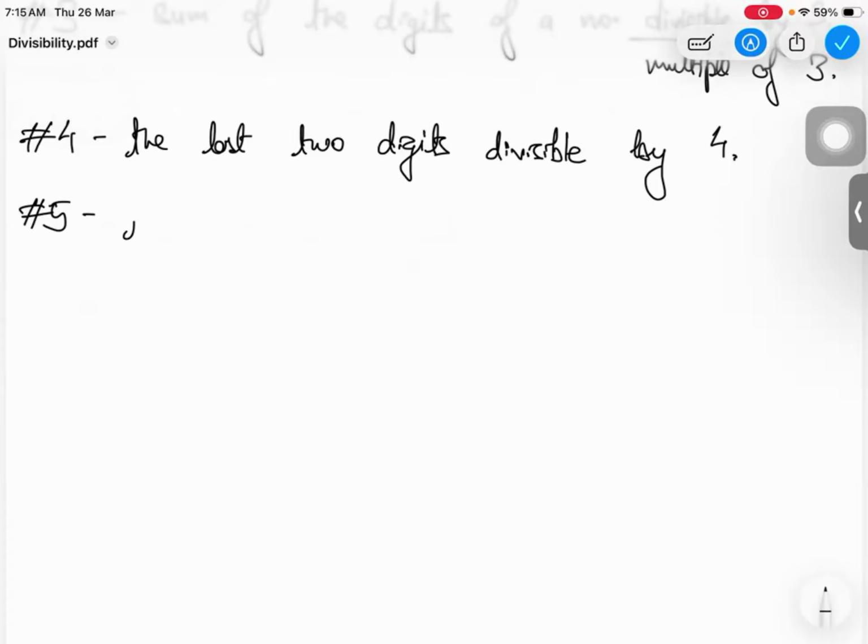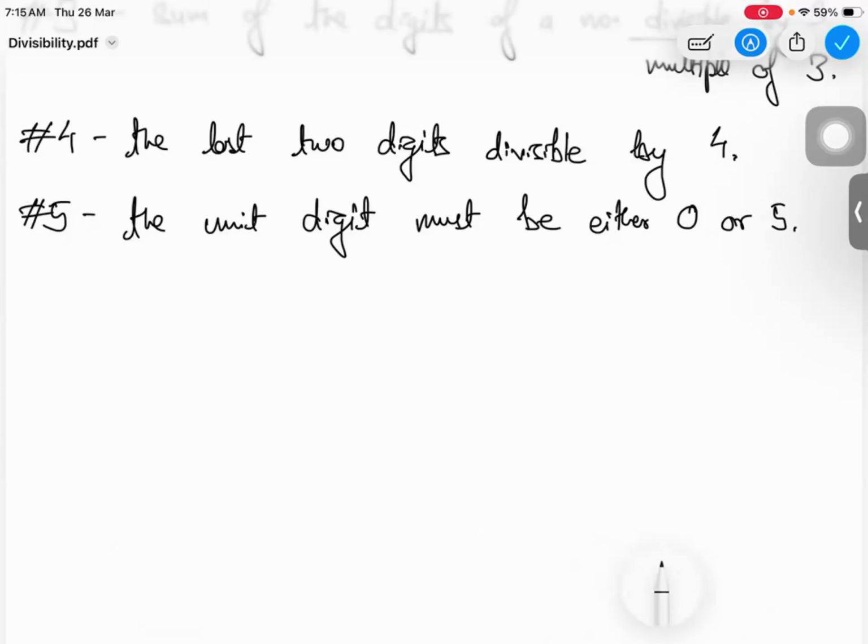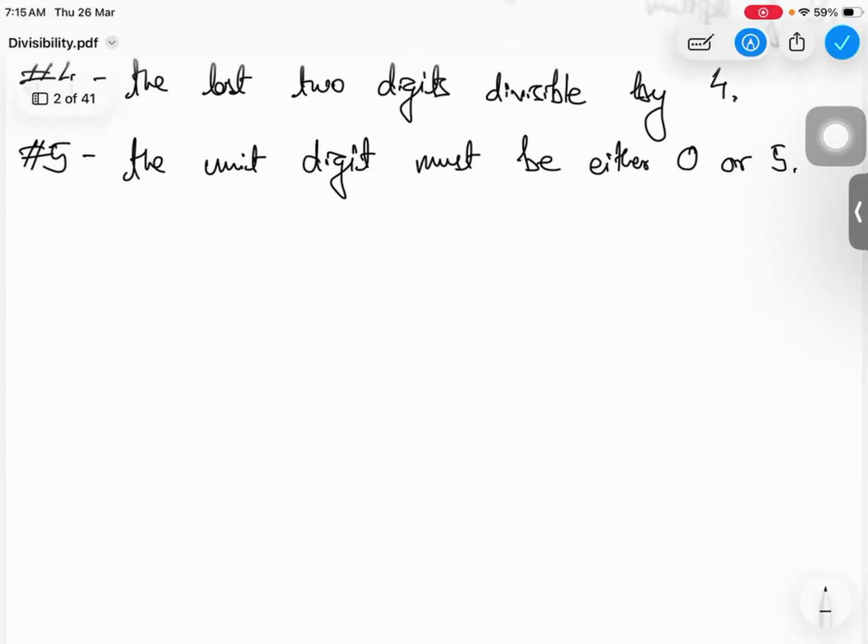Number 5, the unit digit must be either 0 or 5. This is also common sense. Yeah, tell me.